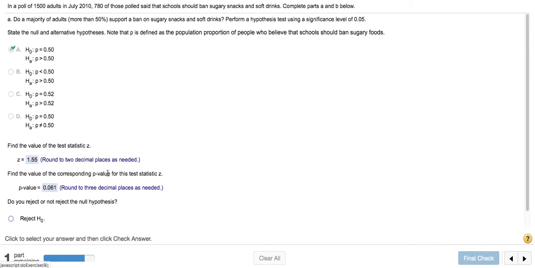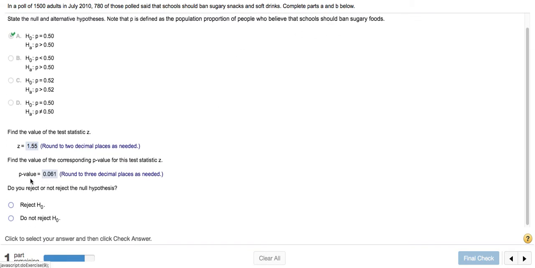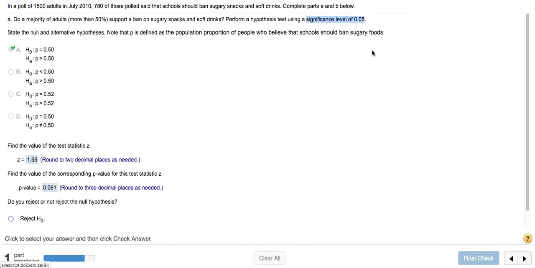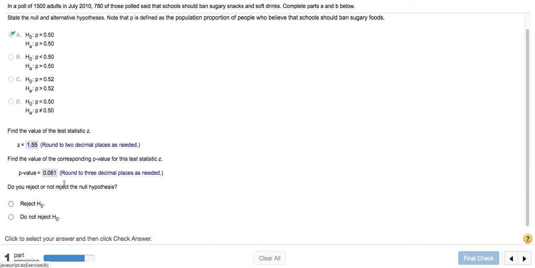Just scroll back up a little bit here. It told us to use a level of significance of 0.05. That's 5%. And here the p-value is 0.061. So it's about 6.1%. And unfortunately, this p-value is greater than the level of significance. What this means is the data that we got is not far enough away from the middle. It's not strong enough evidence to suggest that we can reject the null hypothesis.